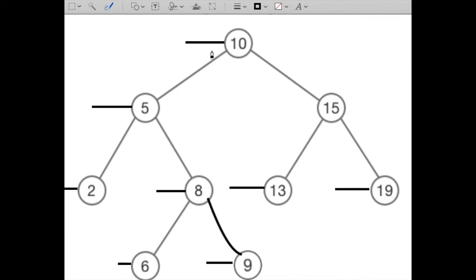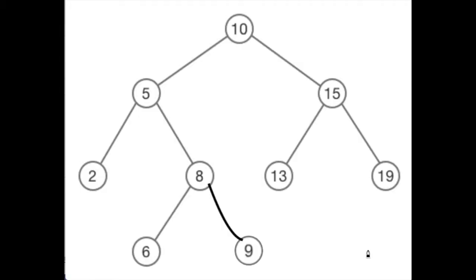Now, let's talk about the in-order traversal. The in-order traversal is where you recurse left, then you print, and then you recurse right. So recurse left to 5, recurse left to 2. I can't recurse left anymore, so let's print.